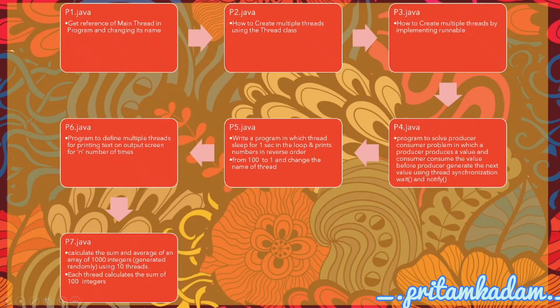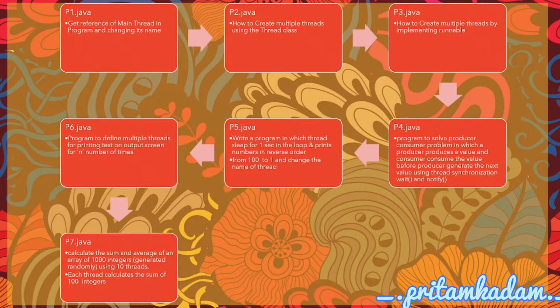Then a program to solve a producer-consumer problem in which a producer produces a value and consumer consumes the value before producer generates the next value, using thread synchronization, wait and notify. Write a program in which a thread sleeps for 1 second in a loop and prints the numbers in reverse order, that is from 100 to 1, and change the name of the thread.